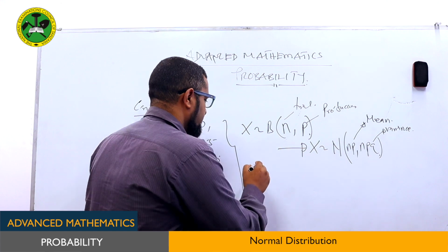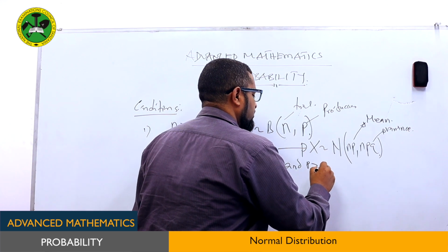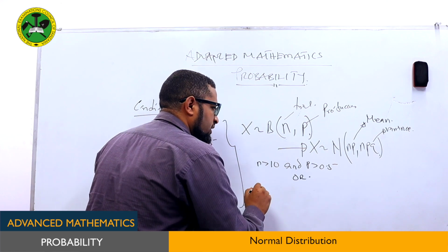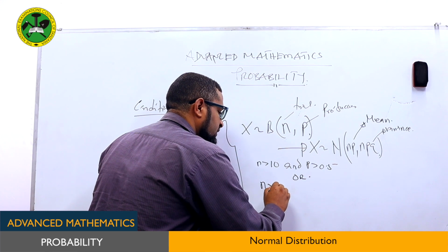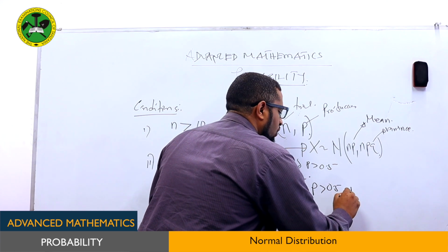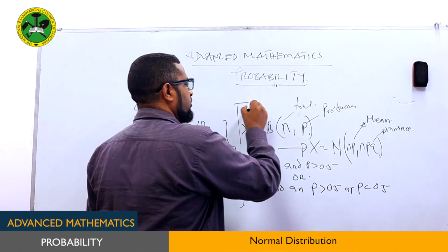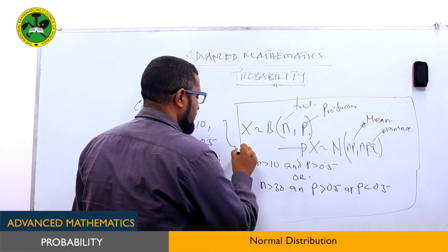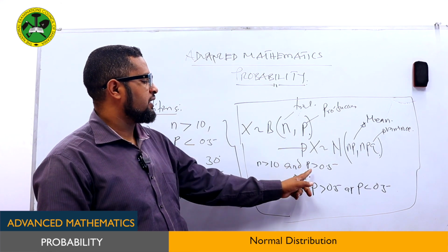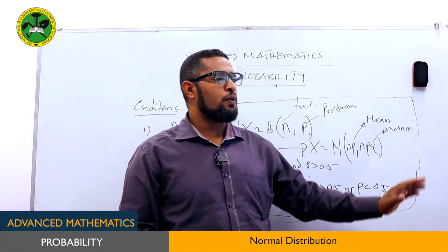So this is when n is greater than 10 and the p is less than 0.5. Or the second case, n is greater than 30 and p greater than 0.5, or p is less than 0.5. So you'll be using this approximation if you are given this value, number of trials greater than 10 and the p less than 0.5, then you are supposed to use this one to approximate the binomial to normal distribution.